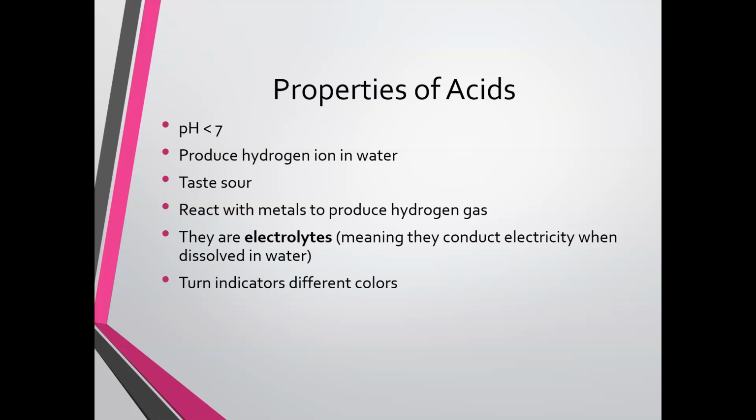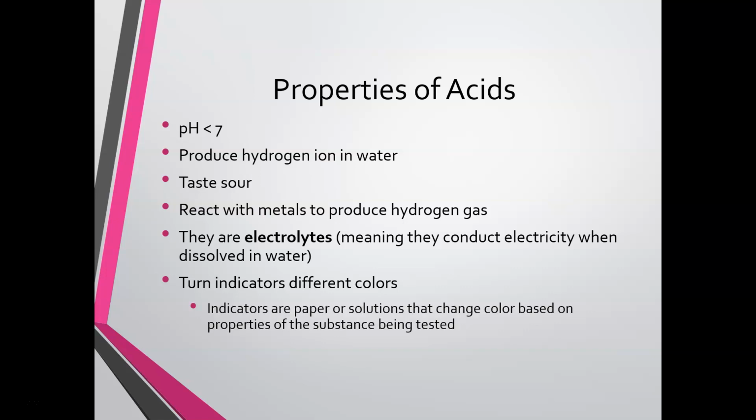They will also turn indicators different colors. There are a whole bunch of chemical indicators out there that can react when you have an acid. Indicators are paper or solutions that change color based on the properties of the substance being tested. Once again, we're going to get more into that in our second semester. And as previously mentioned, acids will react with bases to produce salt and water.